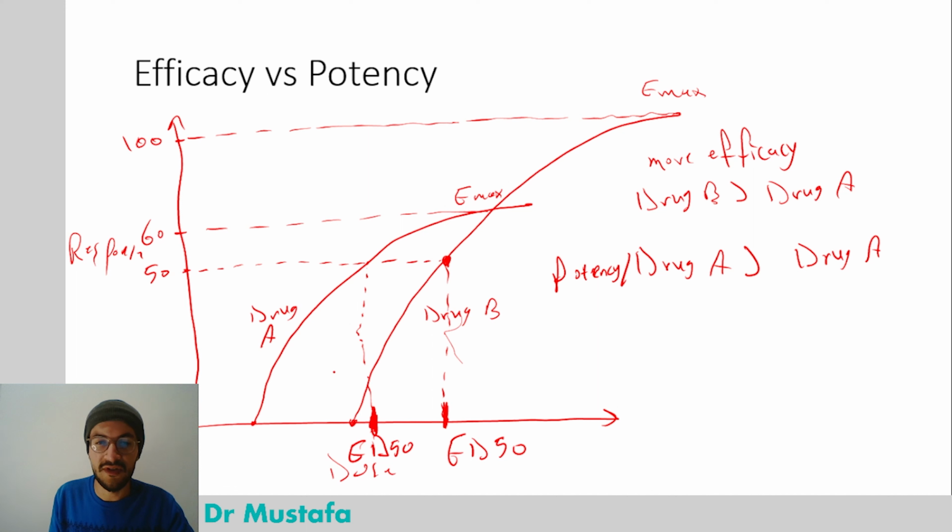Drug A is more potent than drug B because it achieved 50% of the effect at a lower dose. So the ED50 of drug A is less than the ED50 of drug B, and that's why drug A is more potent than drug B. So that's pretty much the efficacy and the potency. Drug B was more efficacious but less potent, while drug A was less efficacious but more potent.